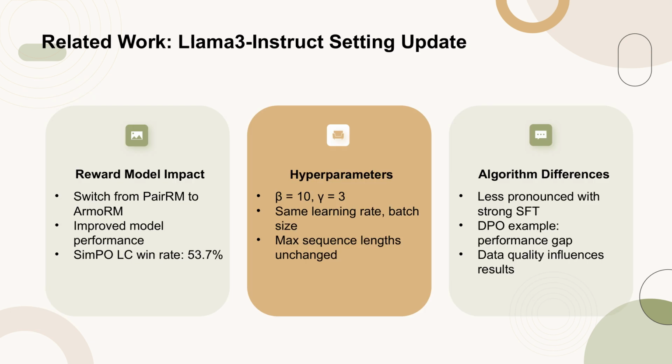In this section, we discuss the updates to the Llama 3 Instruct setting, focusing on the utilization of a stronger reward model. By switching from PairRM to ArmoRM, we observed significant improvements in model performance. Specifically, SimPO achieved a 53.7% win rate on AlpacaEval 2, which is a notable enhancement. We also adjusted the hyperparameters, setting beta to 10 and gamma to 3, while maintaining other parameters consistent with the original Llama 3 8B Instruct setting. Additionally, with a robust SFT model and improved data quality, the differences between various algorithms, such as DPO, become less significant, highlighting the importance of high-quality data and preference optimization.